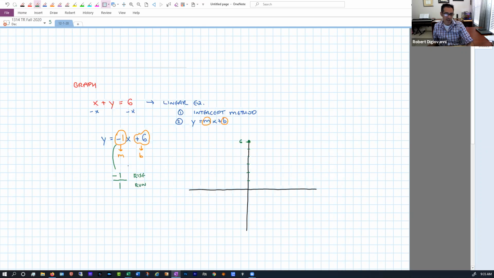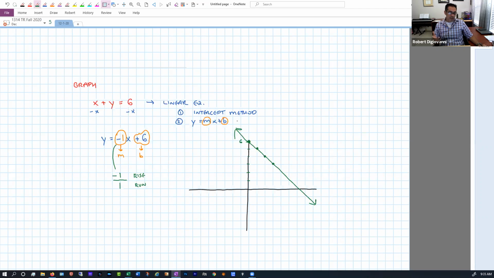I'm going to rise by negative 1, which actually means go down 1. Then I'm going to run by 1, which means go to the right 1. So from that point that I just put, I go down 1, right 1. I could do it again if I wanted to get another point: down 1, right 1, down 1, right 1. And I'm going to draw a straight line through there. Okay, so that's nothing new, right? We've done that before.